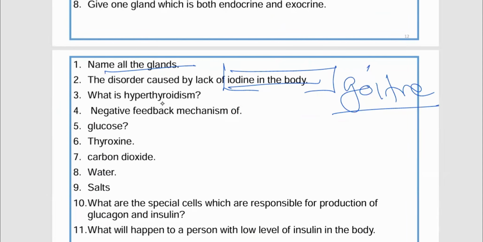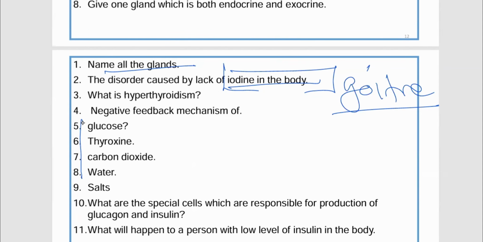Then they are saying that what is hyperthyroidism? That is the same case as overworking of the thyroid gland. In most cases, when you don't have the iodine, you undergo that hyperthyroidism. The gland undergoes hyperthyroidism, meaning that it overworks, trying to produce, but it can't produce enough because you don't have enough iodine. And then a negative feedback mechanism.